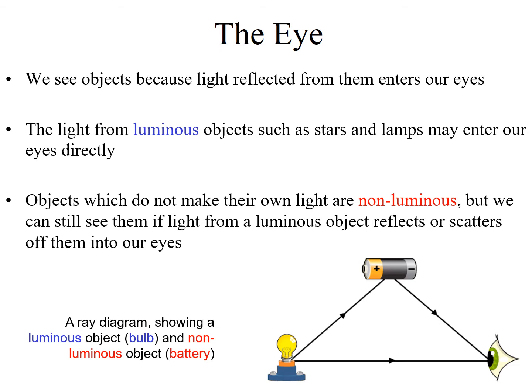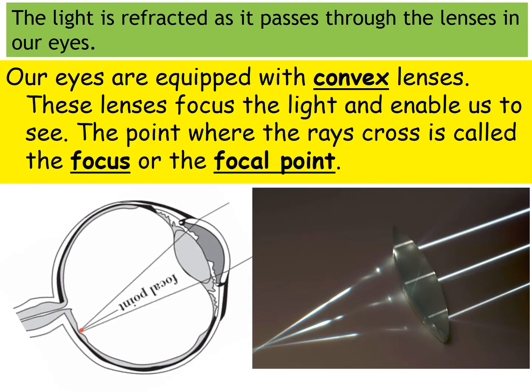We can't see a non-luminous object without light from a luminous object. Open your eyes in a pitch black room without any luminous object, and can you see anything? No, you can't. So, how do we see things?